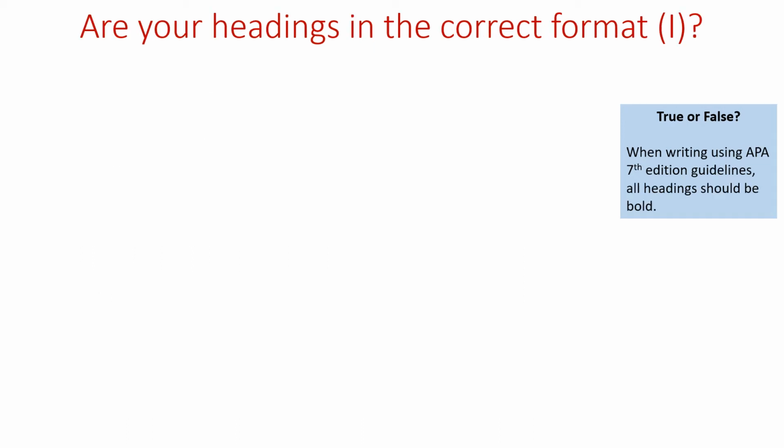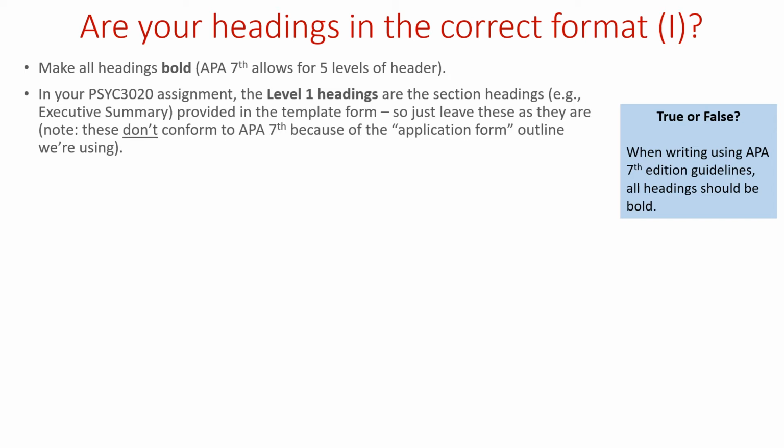Okay, second key thing that students lose marks on is getting your headings in the correct format. So first thing up for APA 7th is all of the levels of header need to be bold. And APA 7th allows for 5 different levels of header. To be honest with your assignment, it'd be weird if you went beyond 3 levels of header. Okay, but there are 5 on offer. So don't go to 6 levels.